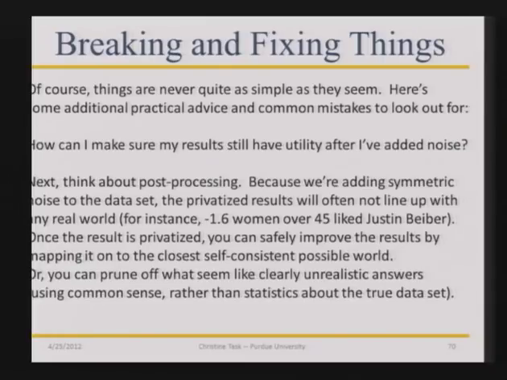So what you can do is go ahead, and once you have the privatized data, you can clip off anything that doesn't make sense. And you can actually map it over to the nearest possible world that does make sense. Okay? So if I say 33.2 people like Justin Bieber, I can go ahead and release 33 people like Justin Bieber. And that has actually been shown to improve results.